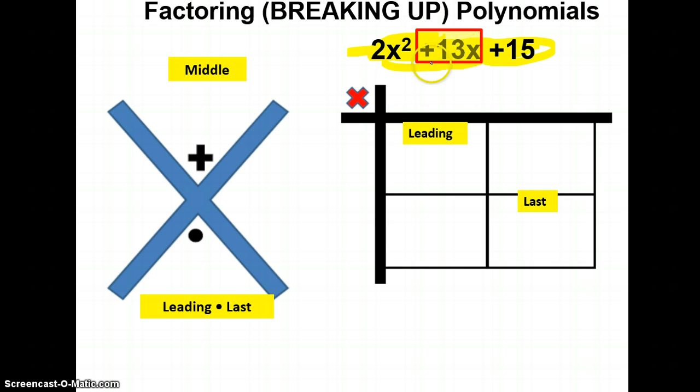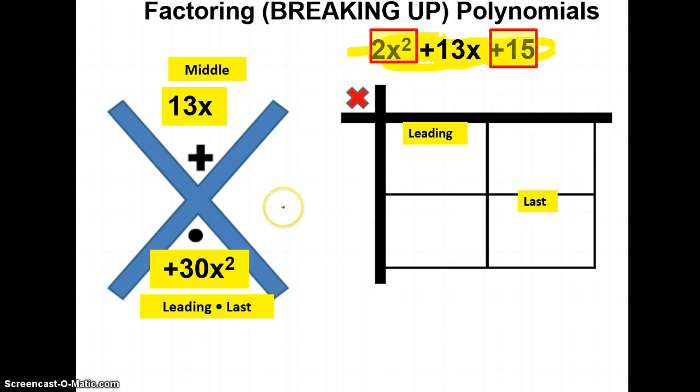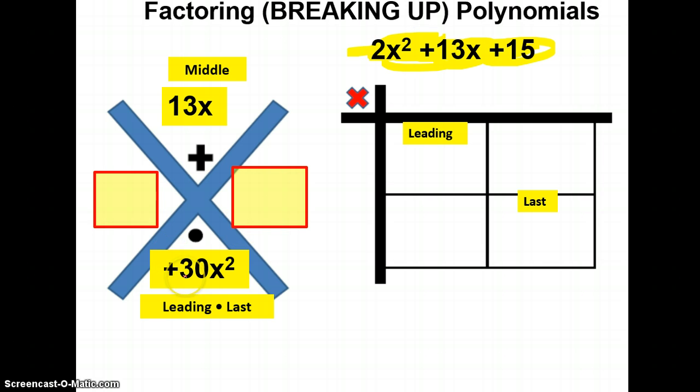Again, I'm going to start with my middle term, 13x, and my first times my last. So what's 2 times 15? 30x squared. So again, I'm going to think about two numbers that if I multiply them together, I'll get 30, but if I add them together, I'll get 13. So if you need to list out your multiples, you can. But you should have gotten 3 times 10. 3 times 10 is 30. 3 plus 10 will get me 13.